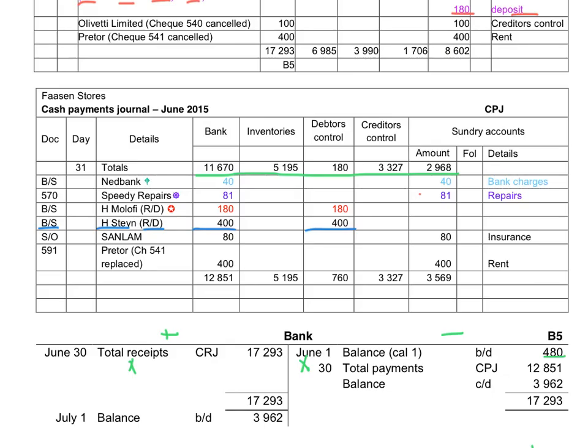And we will indicate that a stop order was used to pay Sanlam. The amount in the bank decreases with 80. The expense for insurance will increase with 80.